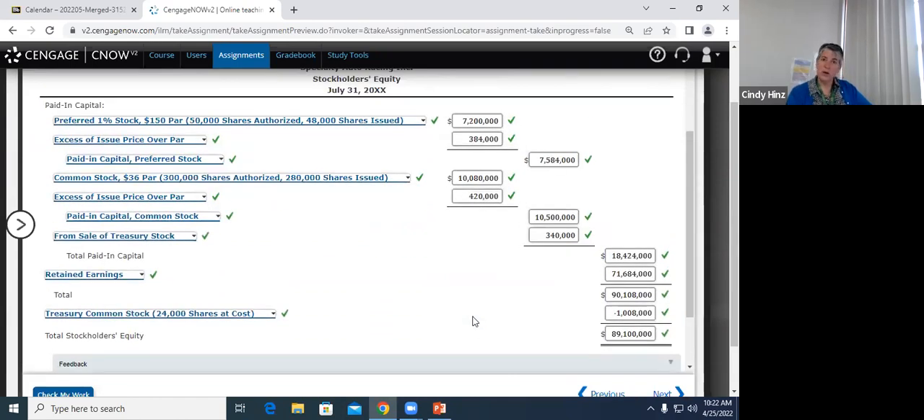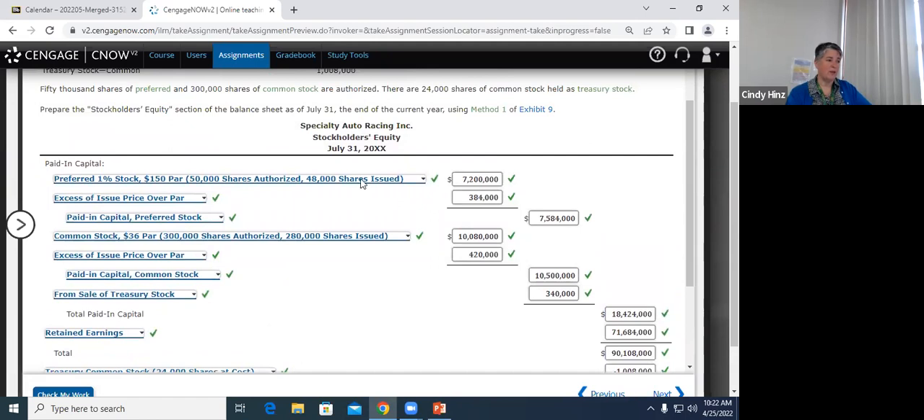Any questions about this? This is what would appear on the equity section for this company at the end of July. The other method, method 2 in our description, would have simply taken this 384 plus the 420 for the common stock and the 340 for the treasury stock, added those all together and just shown them as one line item, additional paid in capital.